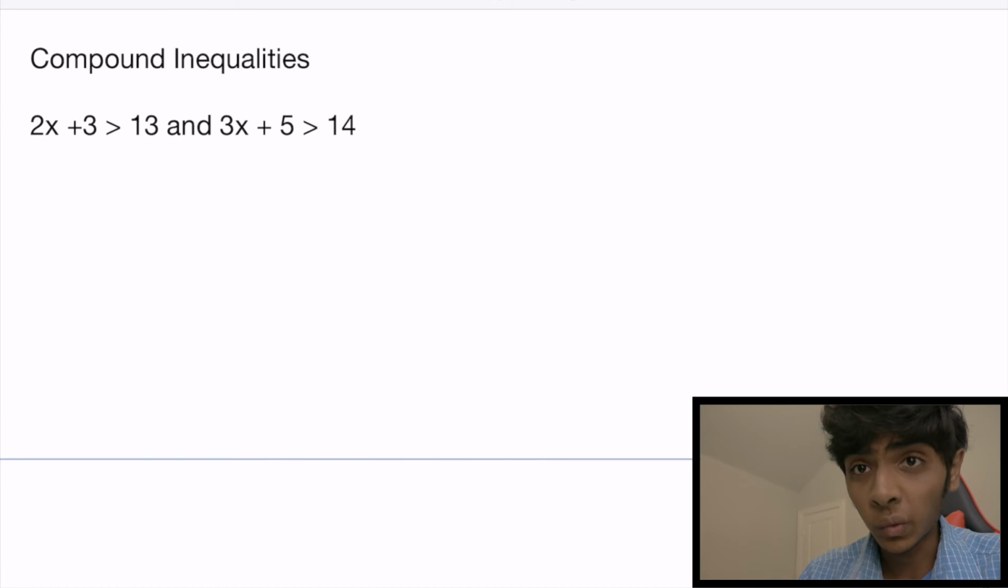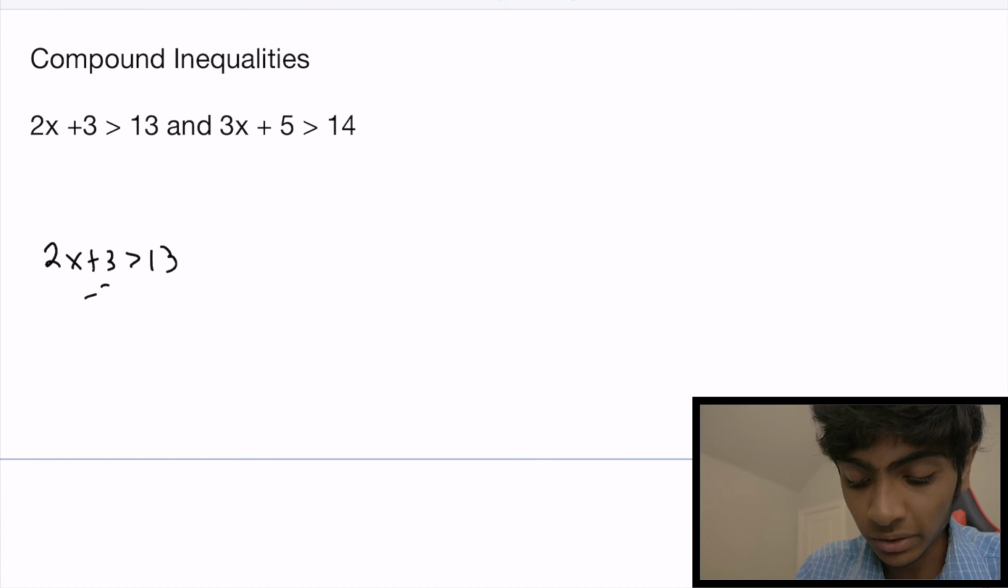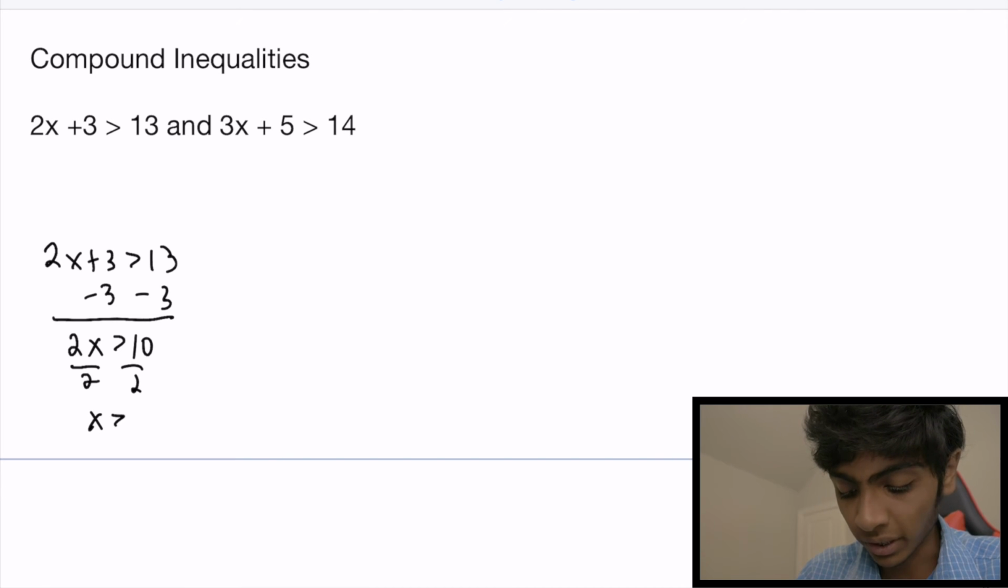Alright, now let's go on to questions dealing with compound inequalities. So here we're given 2x + 3 > 13 and 3x + 5 > 14. So to begin, we'll just forget about the "and" and solve these inequalities alone. So 2x + 3 > 13. First we'll subtract out 3, and we're given 2x > 10. Now we'll divide by 2 on both sides, and we're left with x > 5.